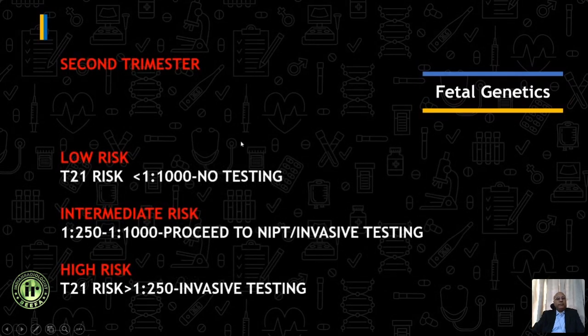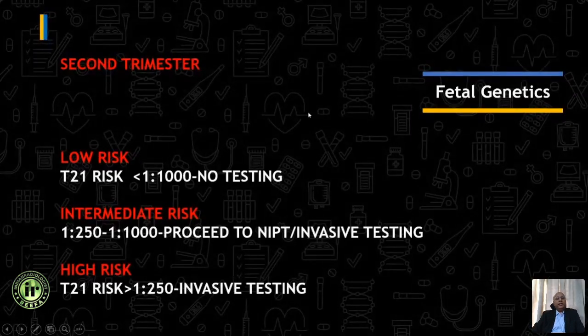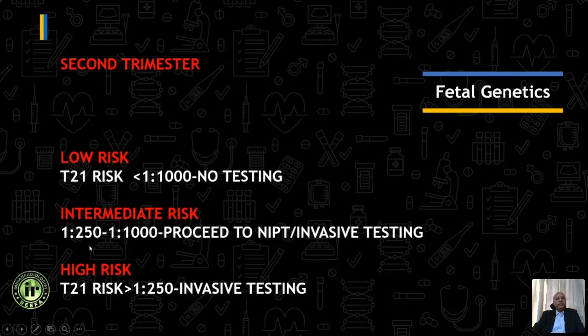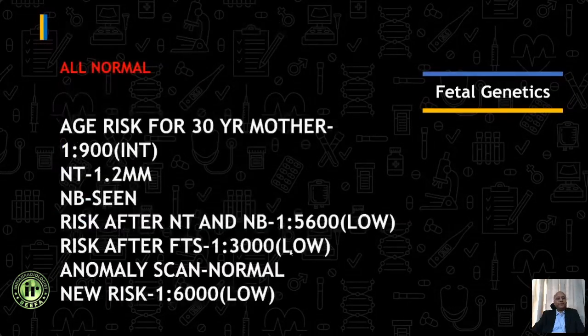So at the end of second trimester, either by using a first trimester risk and a second trimester scan, or by various methods, we arrive at a second trimester risk. Again here, if the risk is less than 1 in 1,000, no need to do any further testing. If the risk is more than 1 in 250, then we proceed with an invasive testing, which is usually an amniocentesis. If the risk is between 1 in 250 to 1 in 1,000, then we quickly proceed for an invasive testing. Some people choose to do non-invasive prenatal diagnosis.